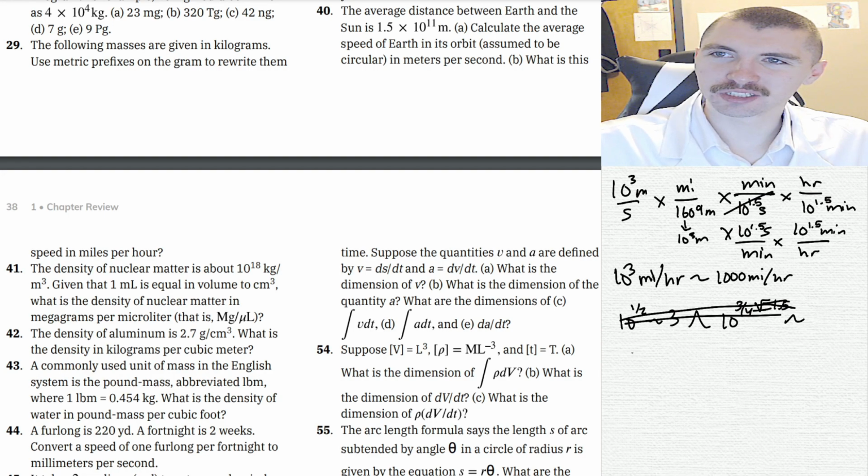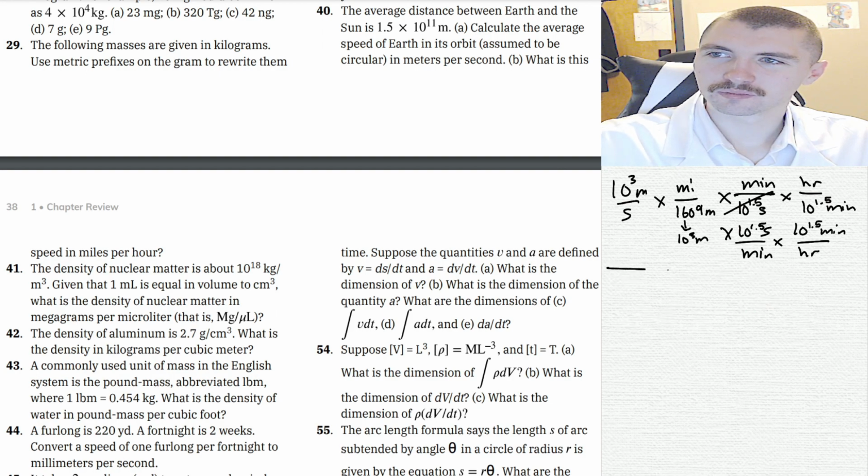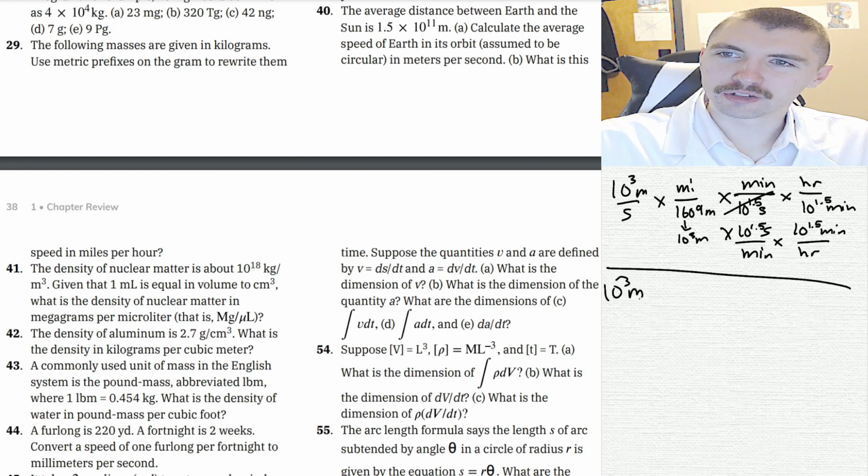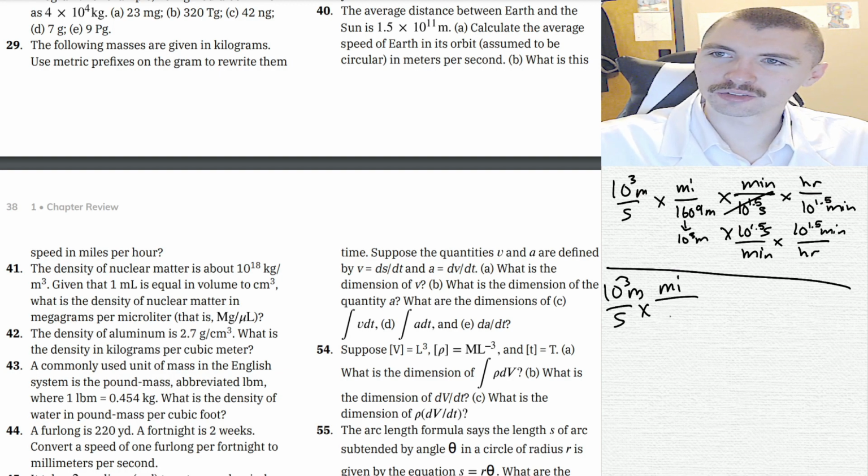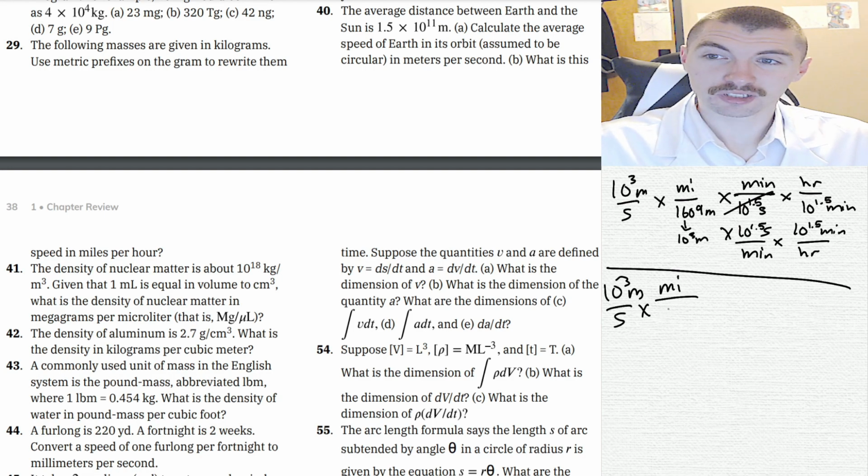So it should be 10 to the 3 meters a second times, converting this to miles, 1.6. 1.6 is closer to 3 than 0. So we'll say 10 to the half. Okay.